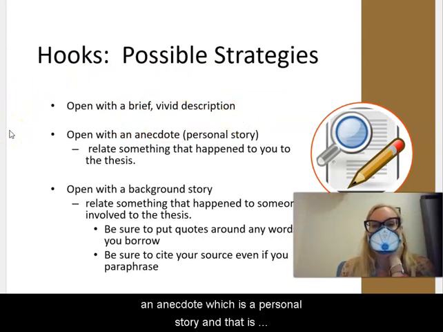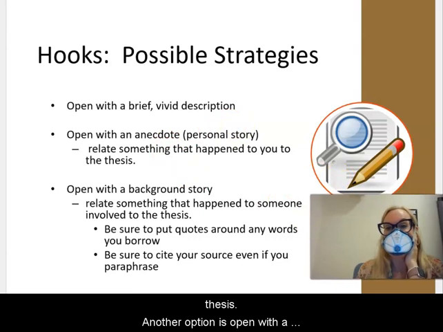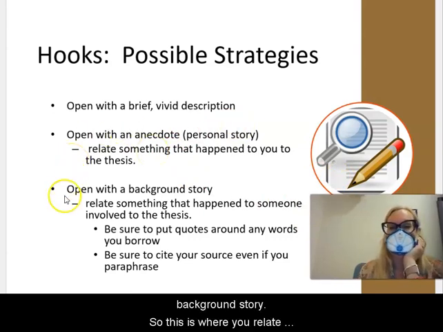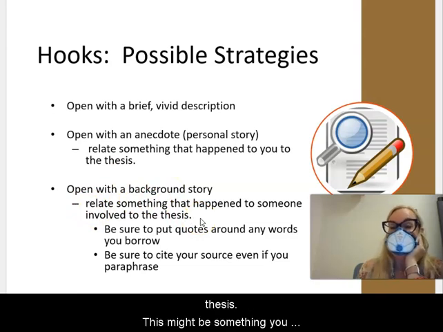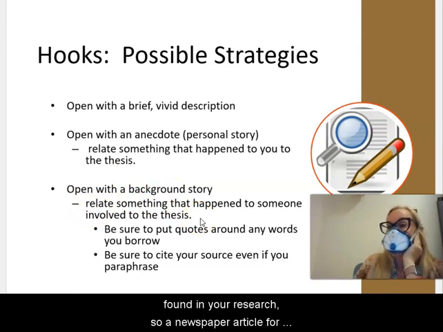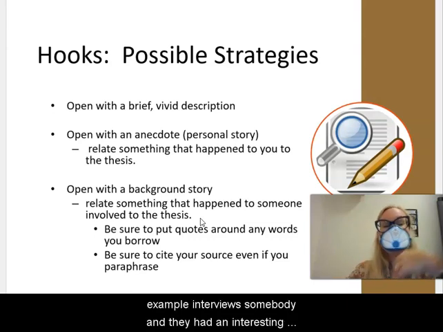The second possible hook is an anecdote, which is a personal story, and that is to relate something that happened to you to the thesis. Another option is to open with a background story. So this is where you relate something that happened to someone involved to the thesis. This might be something you found in your research. So a newspaper article, for example, interviewed somebody and they had an interesting story.